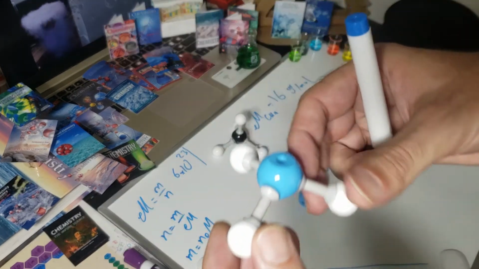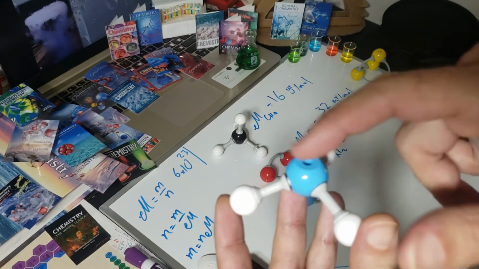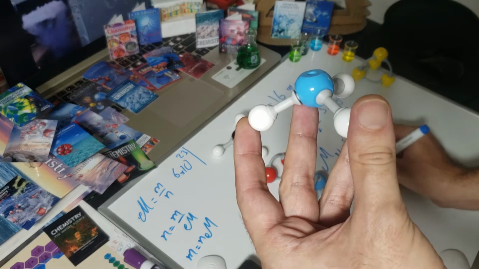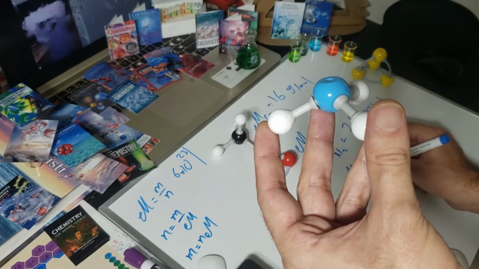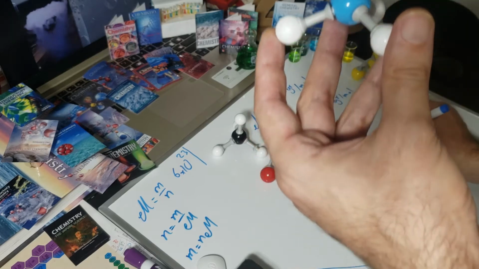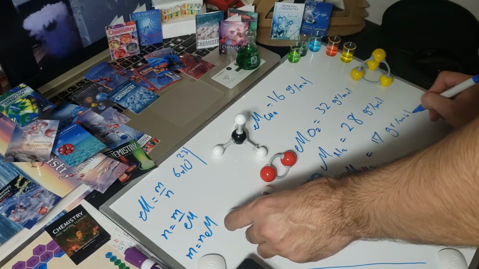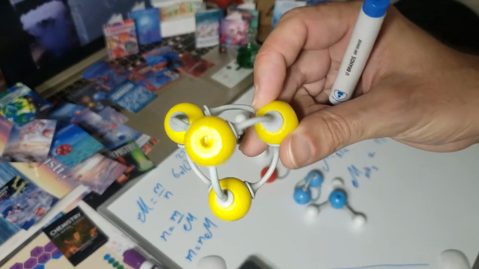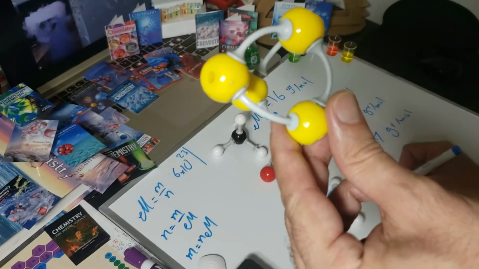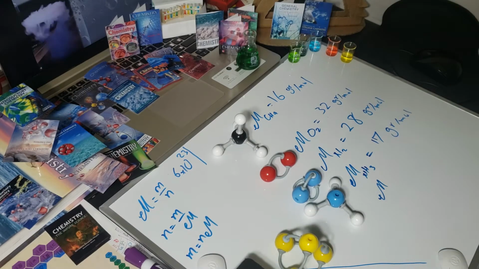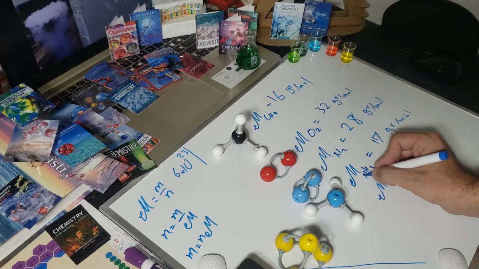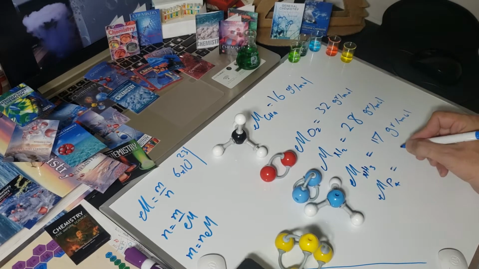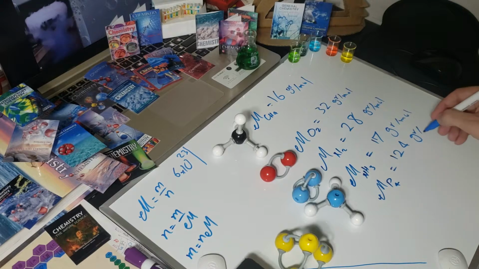And that of ammonia, NH3, would be 1 nitrogen, which is 14, and each hydrogen is 1. So NH3 would be 14 plus 3, which is 17 gram per mole. And that of phosphorus, the P4 molecule, would be 4 times 31.0. That is the molar mass of P4, which would be 124 gram per mole. Okay, 4 times 31.